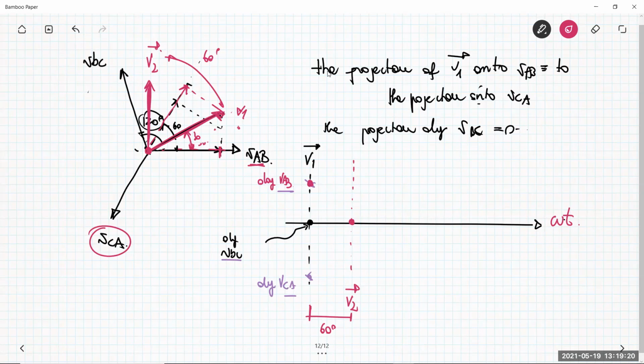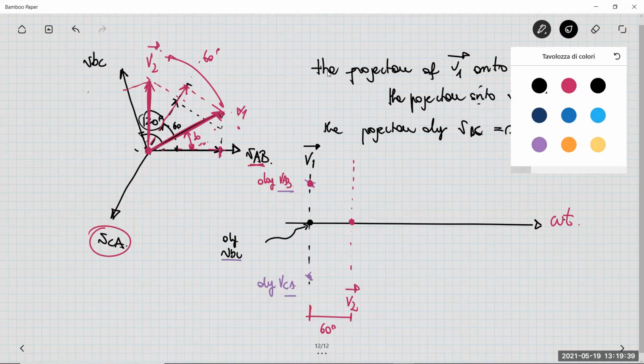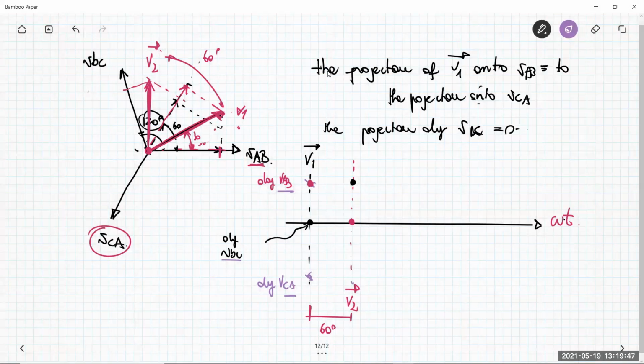The projection along VBC is the same, now the construction that you can have along VCA. So you have something which is, let me put here, VBC is positive, so it is here. And the purple one is again negative, I don't know, somewhere here.